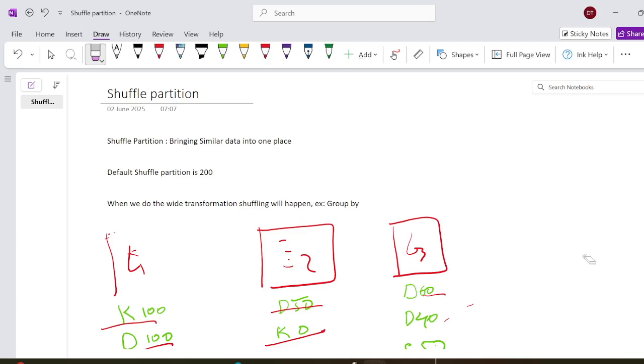Okay, what is shuffle partition? Shuffle partition is nothing but bringing the similar data into one place. And the default shuffle partition in Spark is 200. Suppose we have three executors. This is executor one, this is executor two, this is executor three.